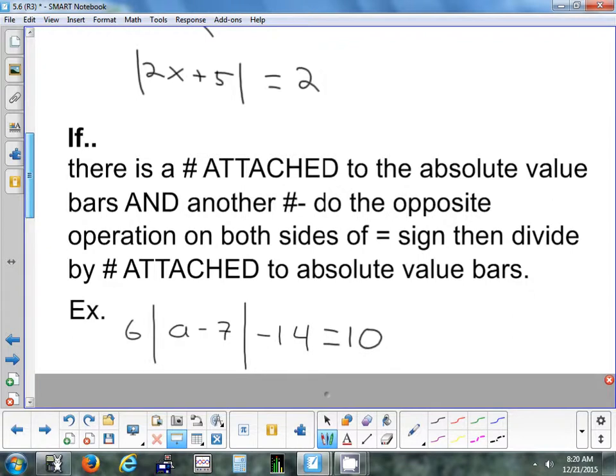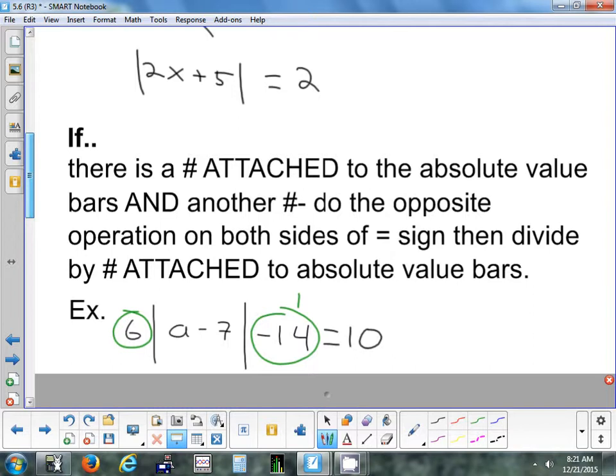So second type. The second type doesn't just have a number attached in front, it also has something added or subtracted on the end. So both this and that need to go to the other side. But you got to do it in a certain order. So if there's a number attached to the absolute value and another number at the end, first thing we're going to do is get rid of that one. That's step 1. And how do we get rid of it? Well, if we're adding or subtracting, we do the opposite operation.